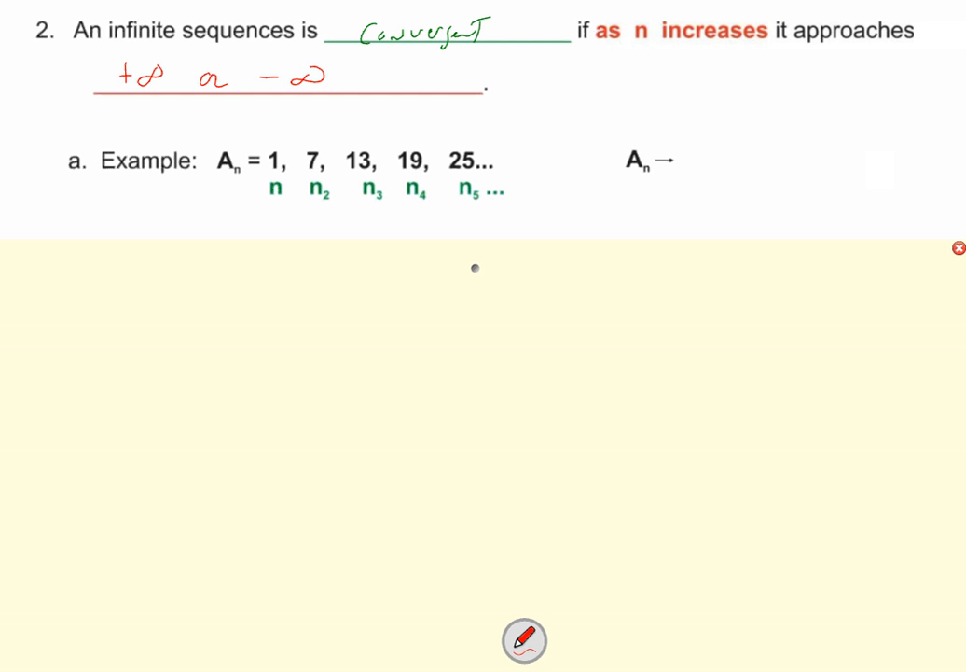Oh, that bothers me. That should be divergent. My bad. Let me erase the whole thing. Okay, instead of heading to a real number, we're heading to infinity. So this one is divergent. Sorry about that. So convergent, you head to a real number. Divergent, you head to infinity, either positive infinity or negative infinity.